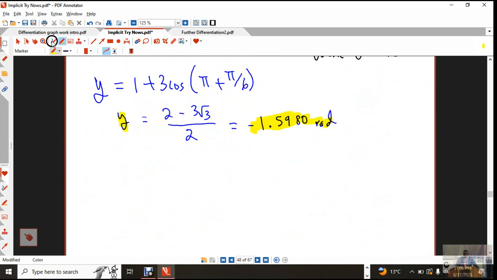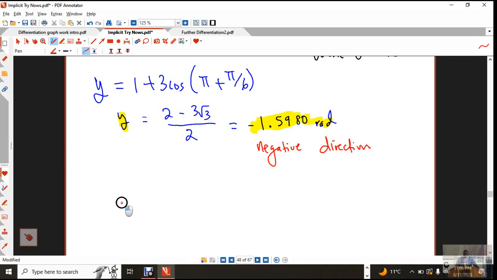Okay, we're not going to consider this, because this is a negative y direction. It's the negative y direction.